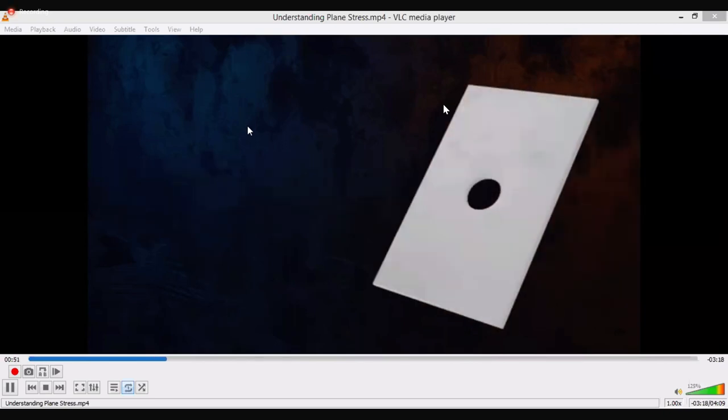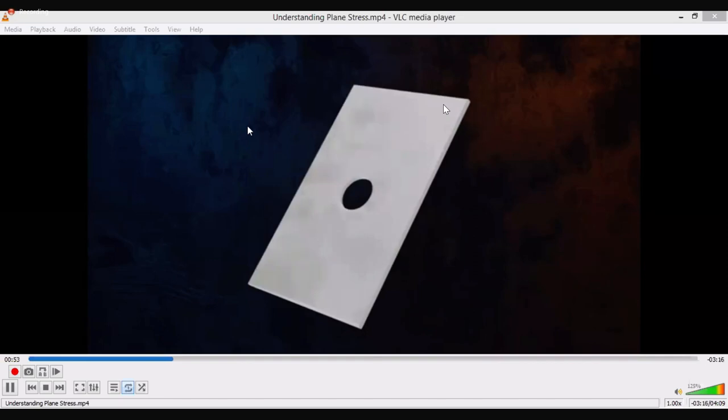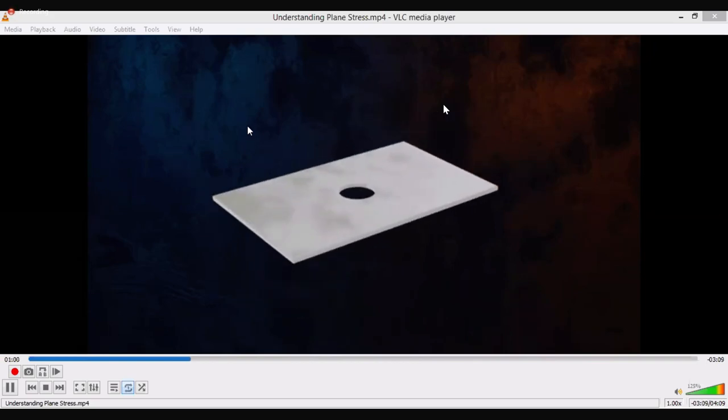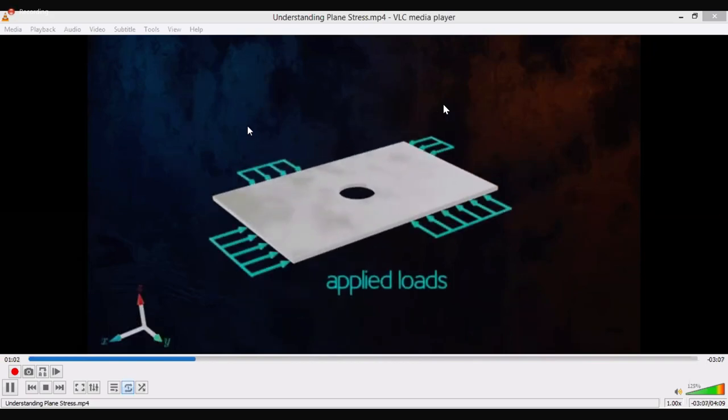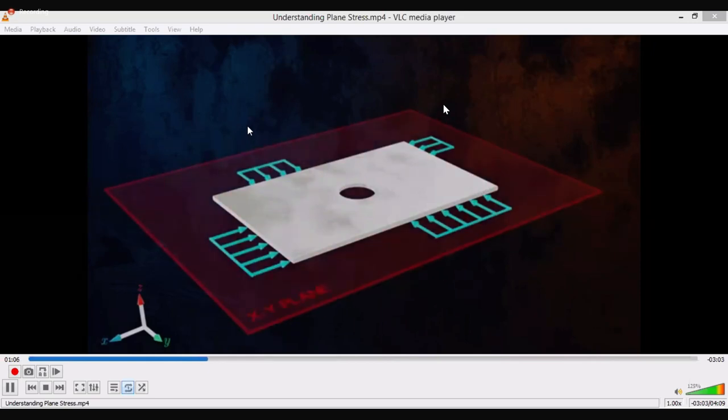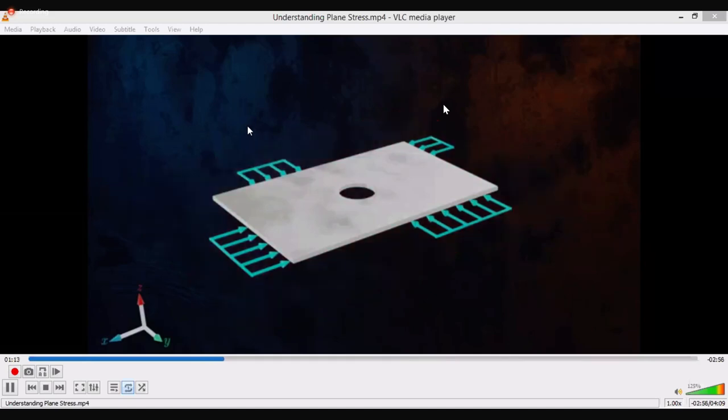Let's take a look at an example. To determine the model of this perforated plate using plane stress assumptions, we need to see whether it is reasonable to assume that all stresses are acting in the same plane. All of the loads are applied in the same plane, the XY plane, so that's a good start. But having all loads acting in the same plane is not enough for the plane stress condition to be met, as we could still have stresses in the z direction.